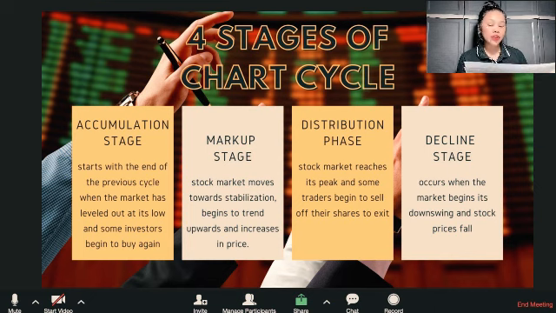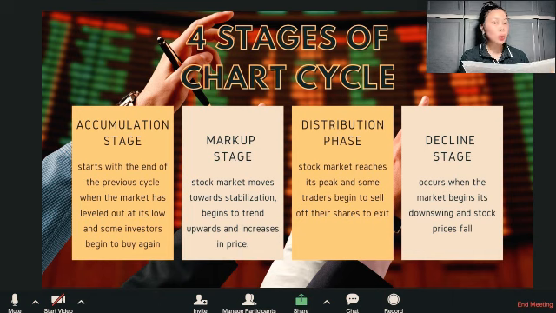Third is the distribution phase. This is when the stock market reaches its peak and some traders begin to sell their shares to exit. The market here is usually bullish. One thing to remember here is that there is an increase in volume of stocks, not an increase in price. The last stage is the decline stage, wherein the market begins its downsizing and stock prices fall. This is when many traders begin to sell their shares, but there are not enough buyers, causing prices to decline and therefore the market to decline.